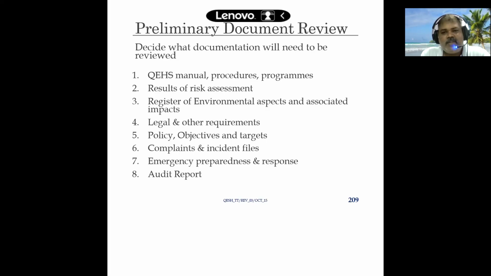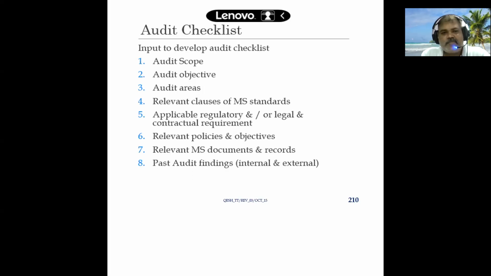Okay, preliminary document review. So decide what documents need to be reviewed, right? Your manual, your procedures, programs, and results of risk assessment, your environmental impact aspect register, legal and other requirements, your policy, objectives, targets, any compliance or incident accidents, any emergency preparedness and response, previous audit reports. Those things you can check out.